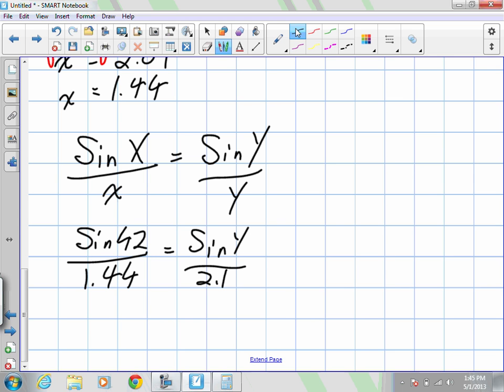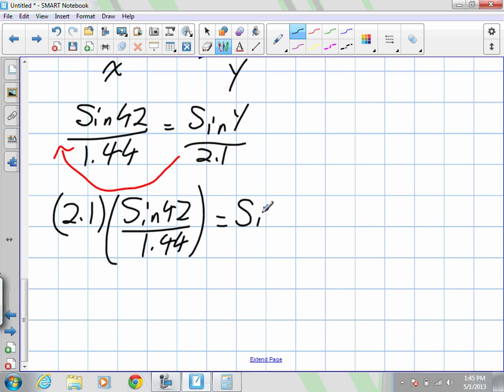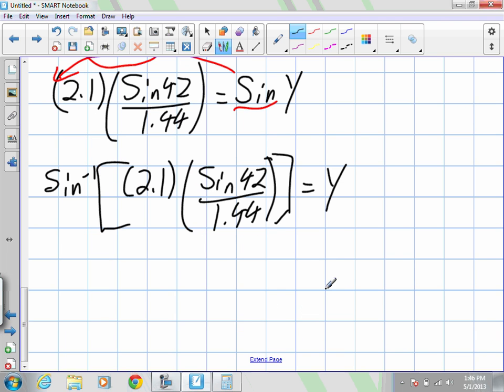The easiest way to do this is just to move 2.1 over. We'll do this all in one shot here. So now this becomes 2.1 multiplied by sine 42 divided by 1.44 is all equal to sine y. And after we would do that, what would we have to do with sine? Exactly, move it to the other side, which means we'd have sine inverse of 2.1 multiplied by sine 42 divided by 1.44. So you can do this all in one step in your calculator to find out what angle y will be. Make sure you're in degrees.